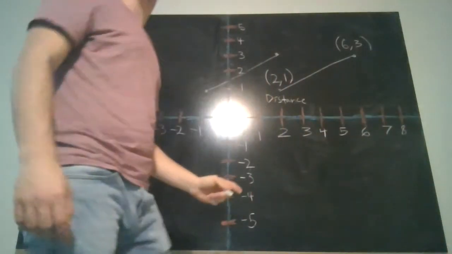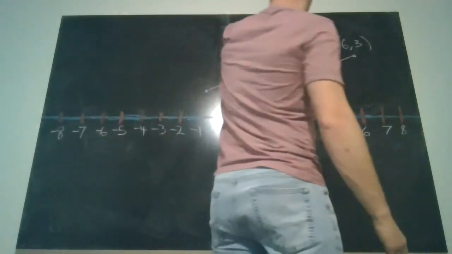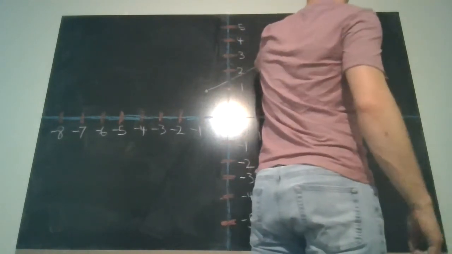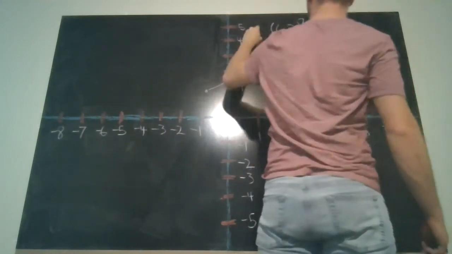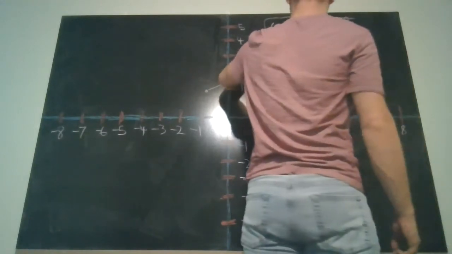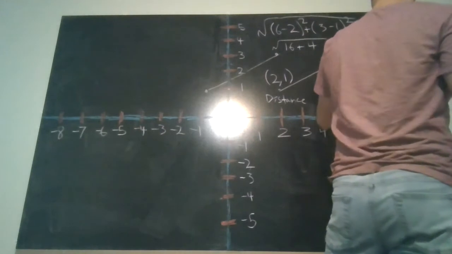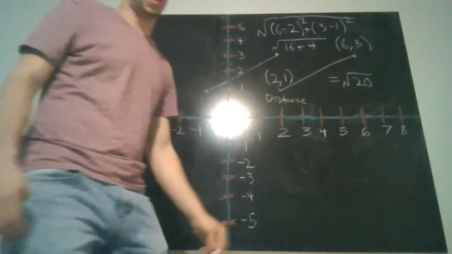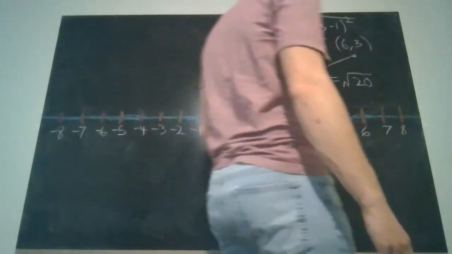Now, we've already looked at what it means to have the distance with the distance formula from last time. So we're going to do 6 minus 2 squared plus 3 minus 1 squared, and take its square root. 6 minus 2 is 4, so square it and you get the square root of 16 plus 4 equals the square root of 20. So that is going to be the distance between this point and that point, and therefore the length of that line segment. But what if we only want half of it?